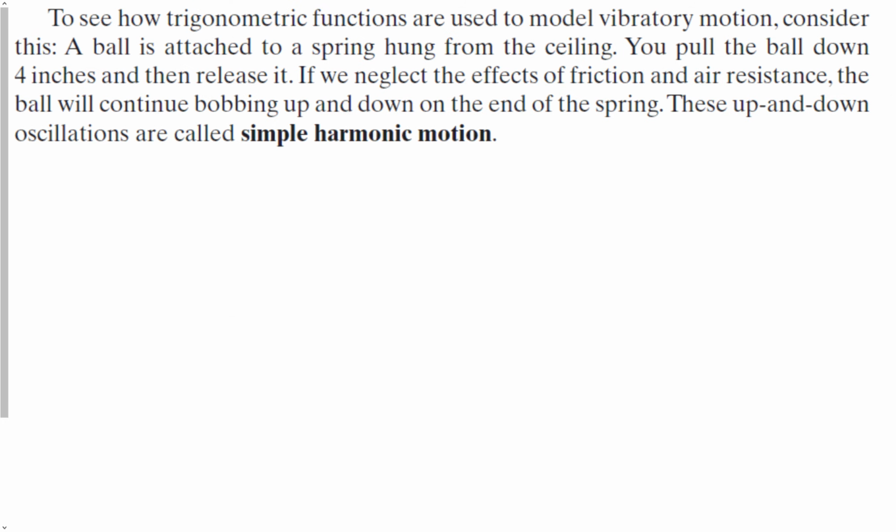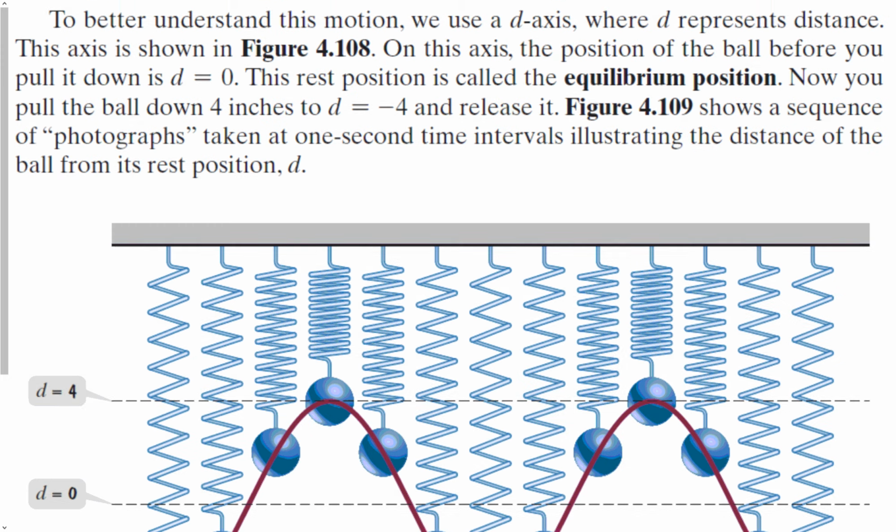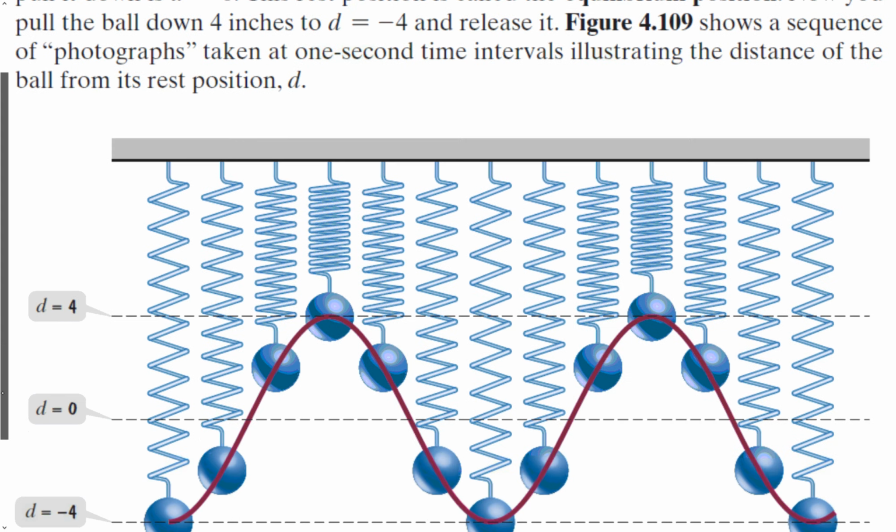Okay. So to see how trigonometric functions are used to model vibratory motion, consider this. A ball is attached to a spring and hung from the ceiling. You pull the ball down and then let it go. If you don't worry about friction and air resistance, the ball will keep going up and down, something like this.